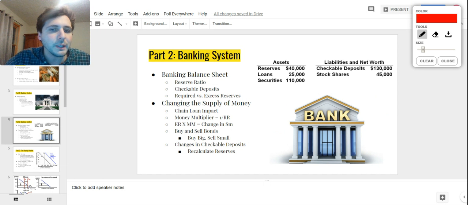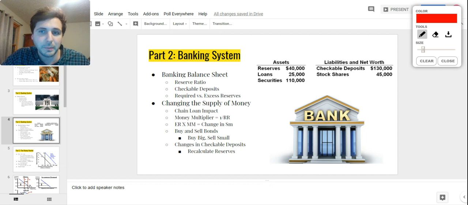Another way that the supply of money could change is through the buying and selling of bonds. This is actually what the Fed does all the time, right? The Fed will buy bonds or securities from a bank. When they do that, they reduce the securities and increase the reserves by that exact amount. And all of those increases are going to be excess reserves. It's not like checkable deposits.